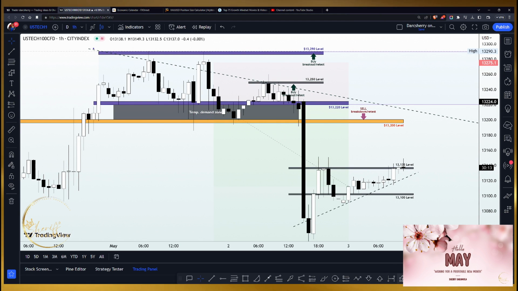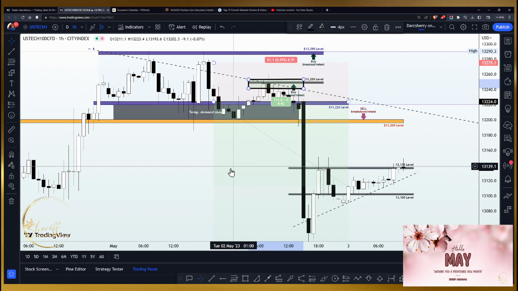As we said, we wanted to see price action break out of the trend line and the 13,250 level, with a breakout retest on our lower time frame before joining that move. But as you can see here, that did not happen.